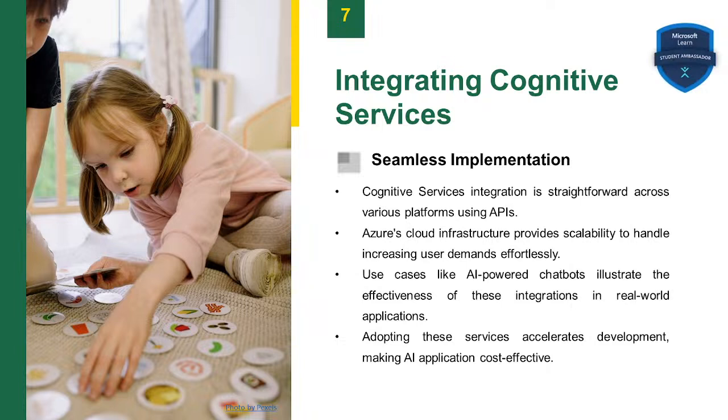Let's take an example. Suppose you're developing a customer service chatbot. By integrating LUIS, language understanding, and speech to text APIs, you can create a voice enabled chatbot that can understand user queries and respond in real time, improving user engagement. These services are also highly modular. You can choose to integrate only the specific services you need, whether it's image recognition from vision services, speech translation from speech services, or anomaly detection from decision services.